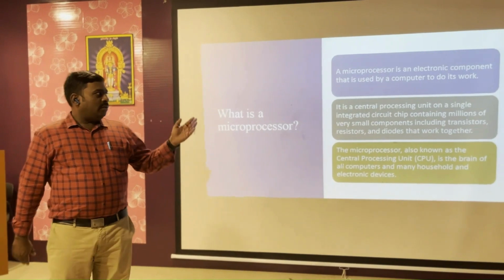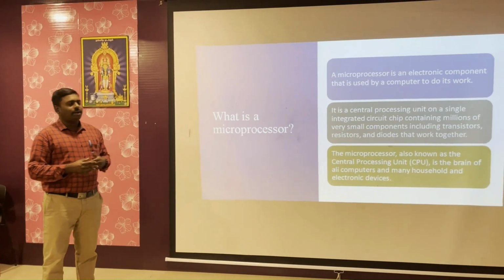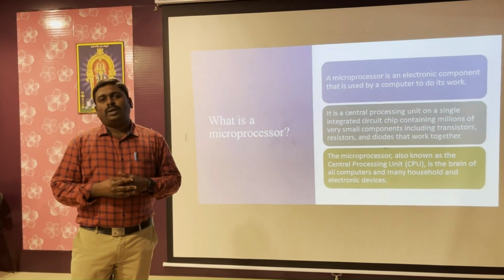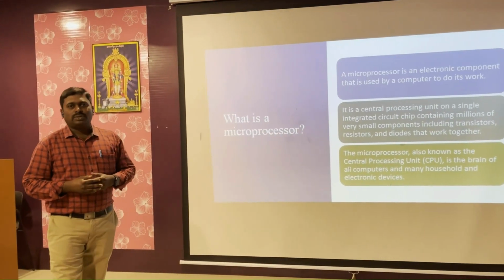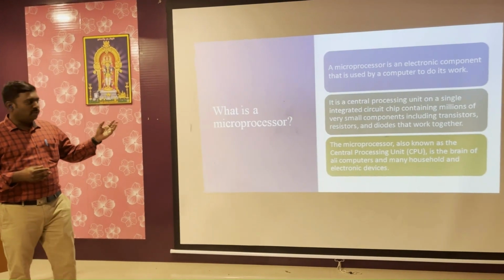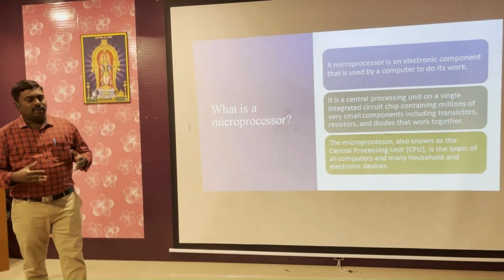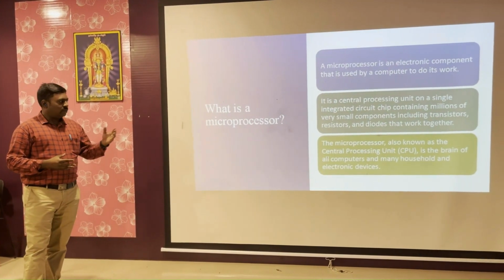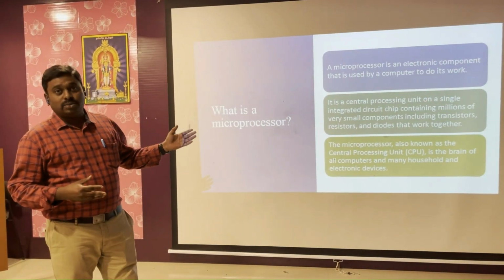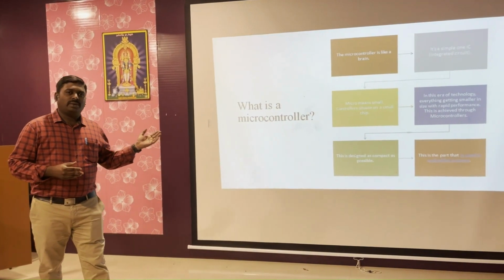First of all, what is a microprocessor? A microprocessor is an electronic component that is used by a computer to do its work. It is a central processing unit on a single integrated chip containing millions of very small components including transistors, resistors and diodes that work together. The microprocessor, also known as the central processing unit, is the brain of all computers and many household and electronic devices. Then, what is a microcontroller?